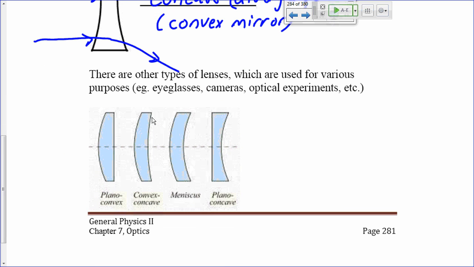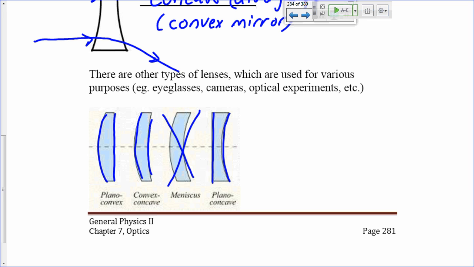Then we have some other types of lenses. You just need to know these in name. You might see them in a multiple choice question where I just ask you to identify this type of lens. They're pretty simple though, and once you know the shape, this first one is a plano-convex. It's called that because it's planar on one side and convex on the other. This is a convex-concave. Don't worry about the meniscus, you don't need to know that. There are actually two types of meniscus lenses, but we're not going to get into them. And then you can also have a plano-concave. That is, it's planar on one side and concave on the other side. So just know those in name.